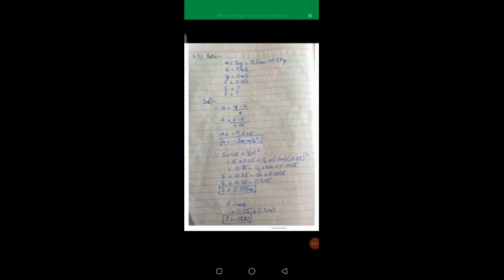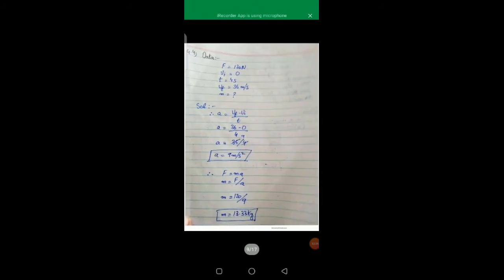So we will find the acceleration by a = delta v upon t, where delta v is equal to Vf minus Vi. We will put the values and find the value of s. Then we will use the second equation of motion, that is s = Vi t + half a t square. Put all the values and find out the s value. Afterwards, we will write F = ma, put the values of m and a, and find out the value of F.